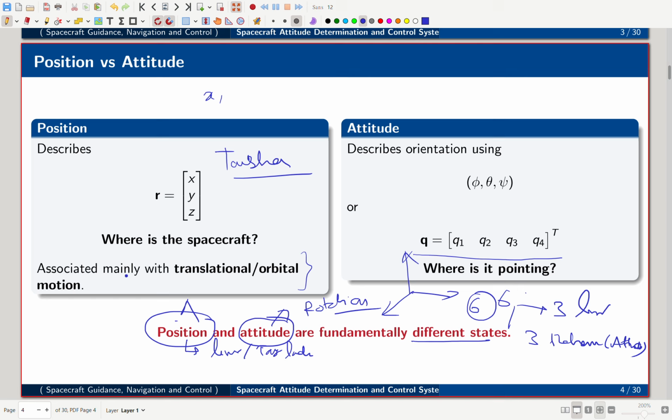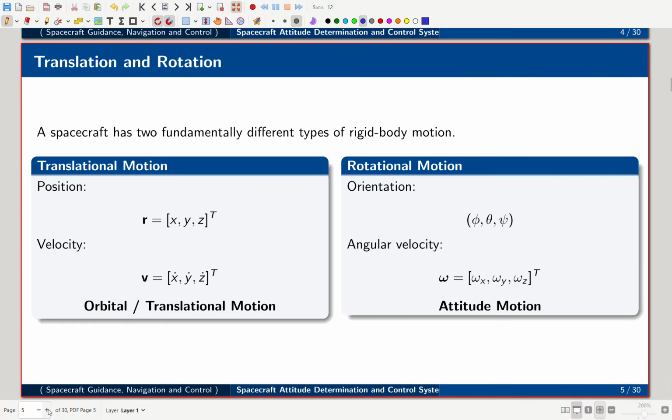Then only can we tell the position, right? Where it is right now. So, translation and rotation. Space has two fundamentally different types of rigid body motion. Generally we deal with the rigid body spacecraft. Some flexing is also there because of the solar panel. We will discuss all in detail when we go further.